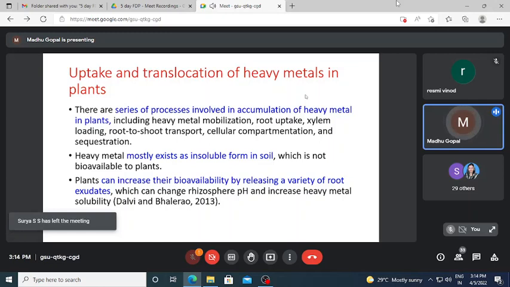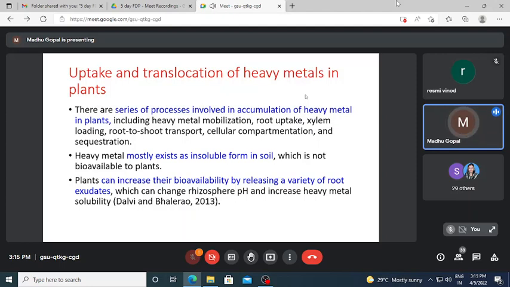And these heavy metals mostly exist in the insoluble form. They are not easily soluble in water, so most of these heavy metals will not be available to the plants. So the bioavailability is less. But the plants can increase their bioavailability by releasing a variety of root exudates, some kind of enzymes and other substances excreted by the root. So they can increase the bioavailability.